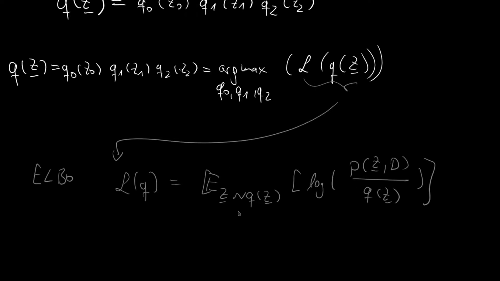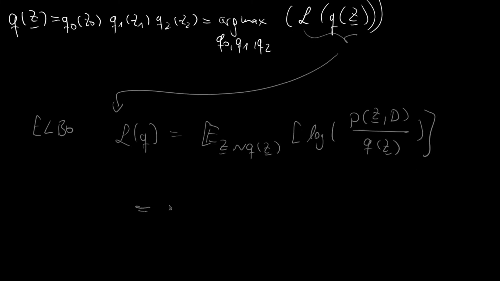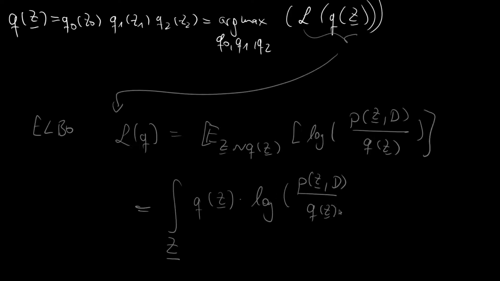And of course, the expectation can be written in terms of an integration for continuous latent random variables. And then it is the integration over all z, and that's the shorthand notation for integration over z0, z1, z2, and so on and so forth, of q of z times the logarithm of p of z and the data over q of z, then closing brackets, and then dz for the integration over all z correspondingly.